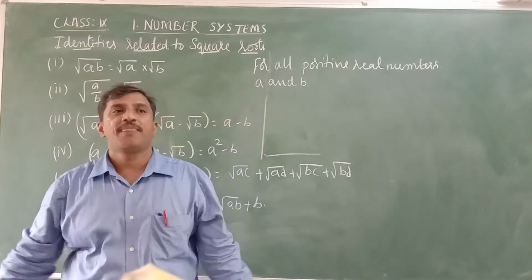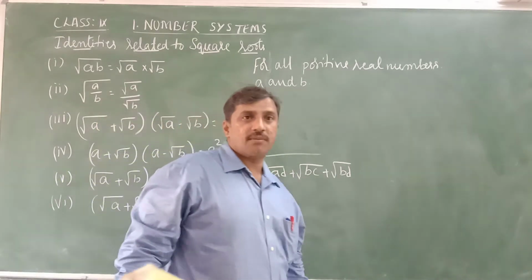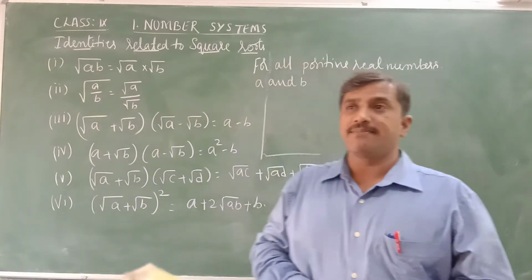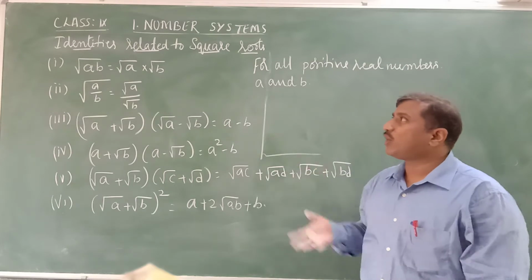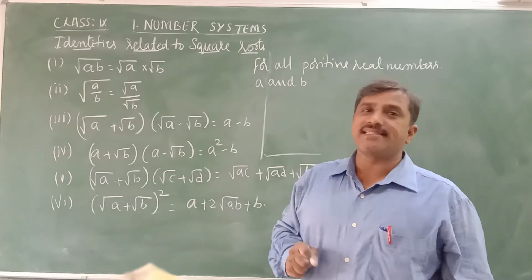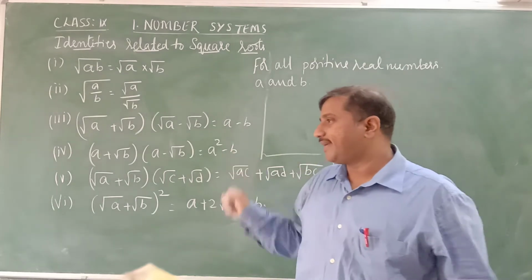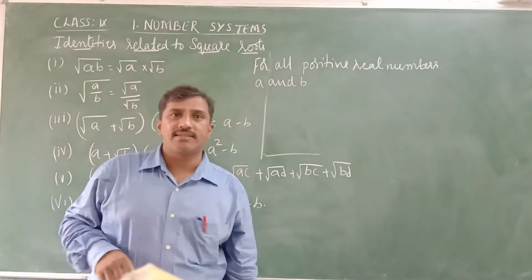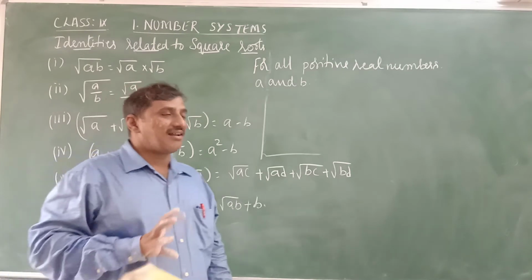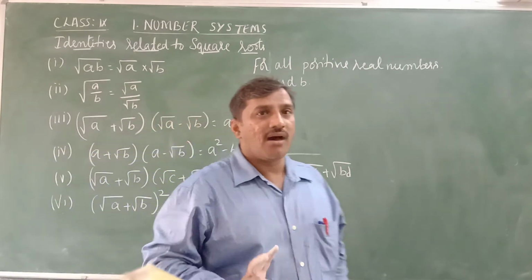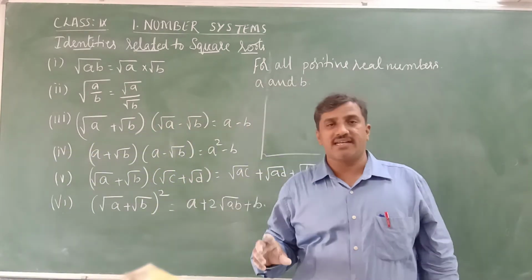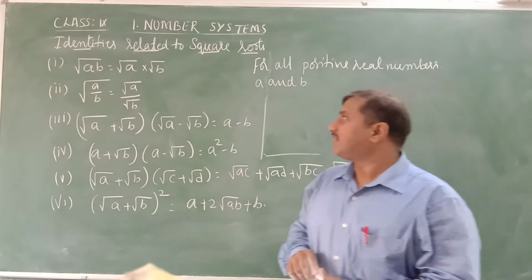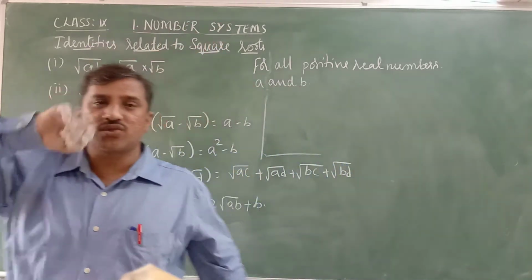Namaste children. So we are discussing the first chapter, number systems. Today we are going to discuss identities related to square roots and their applications, and the main concept of today's class is rationalization. Rationalizing the denominator, rationalizing the numerator. Clear? Yes. What are the identities related to square roots?